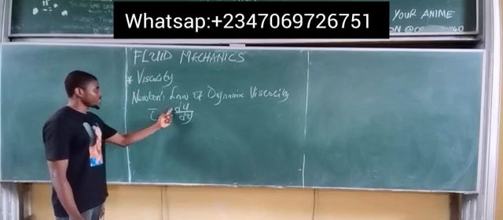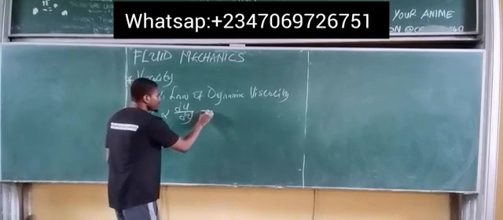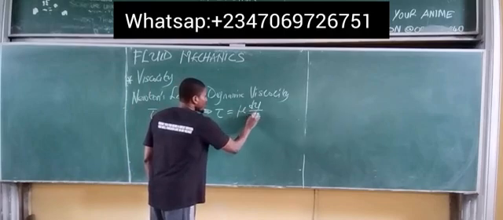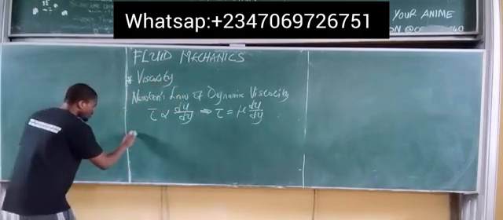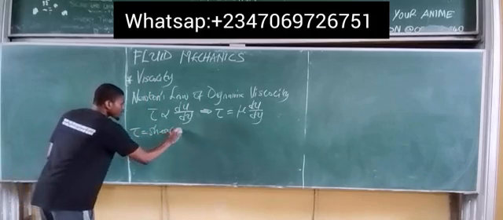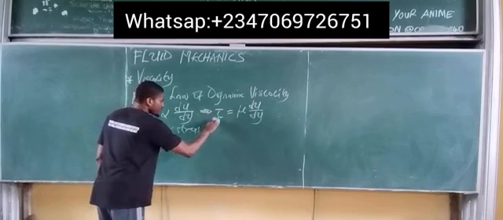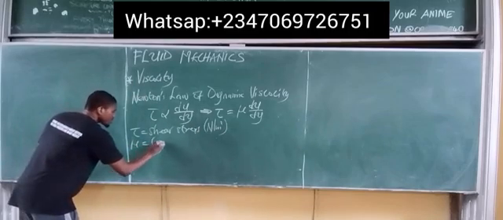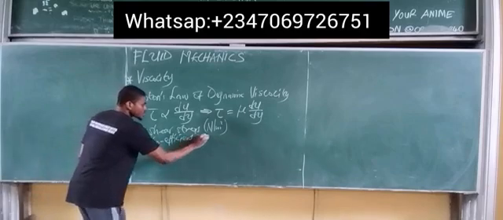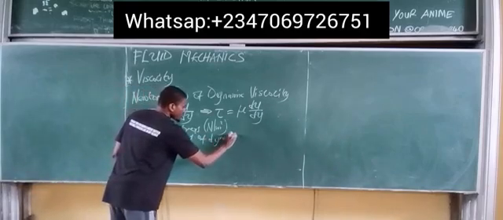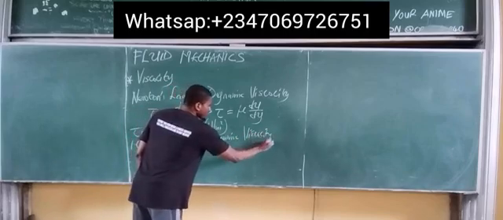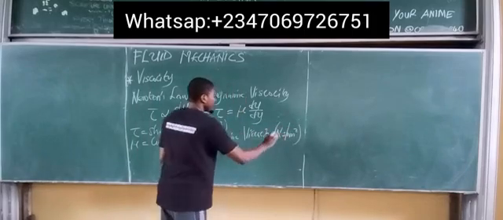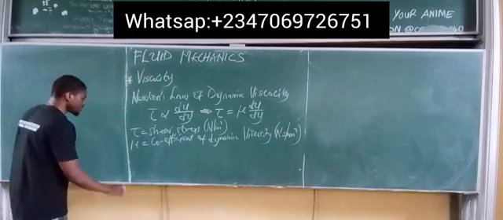Of course, if I remove the proportionality sign, I introduce a constant. So this implies that shear stress is equal to mu du over dy, where tau represents the shear stress in newtons per meter squared. Mu is the coefficient of dynamic viscosity, and it is measured in newton seconds per meter squared. And du over dy is the velocity gradient.